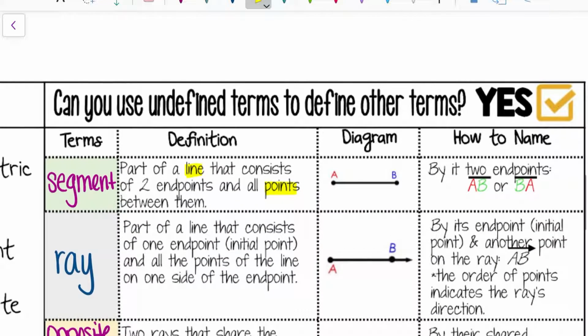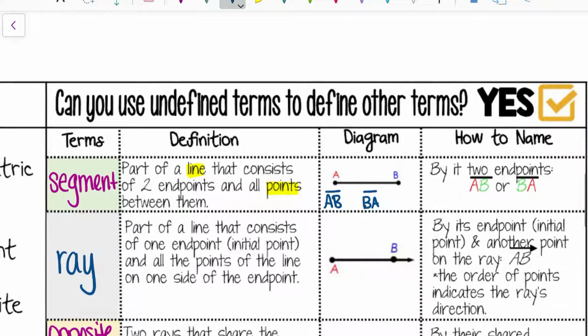To name a segment, you're going to name it by its endpoints. So here we have segment AB, or we could reverse those letters and call it segment BA, but we have to draw the segment above the letters.